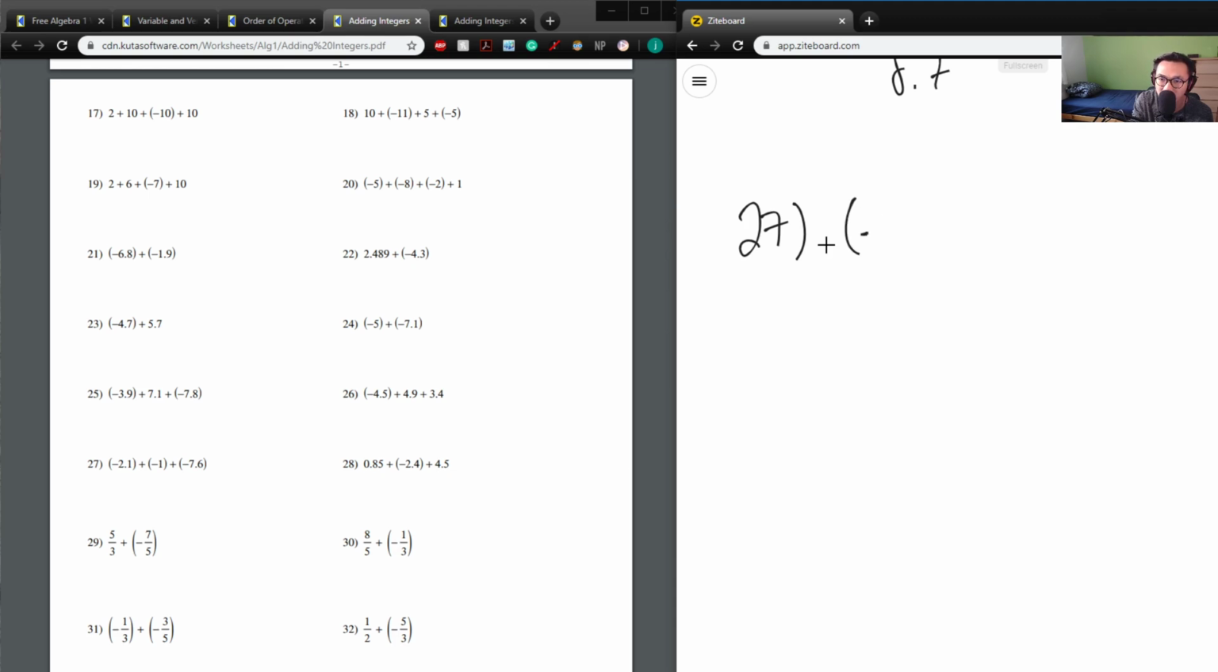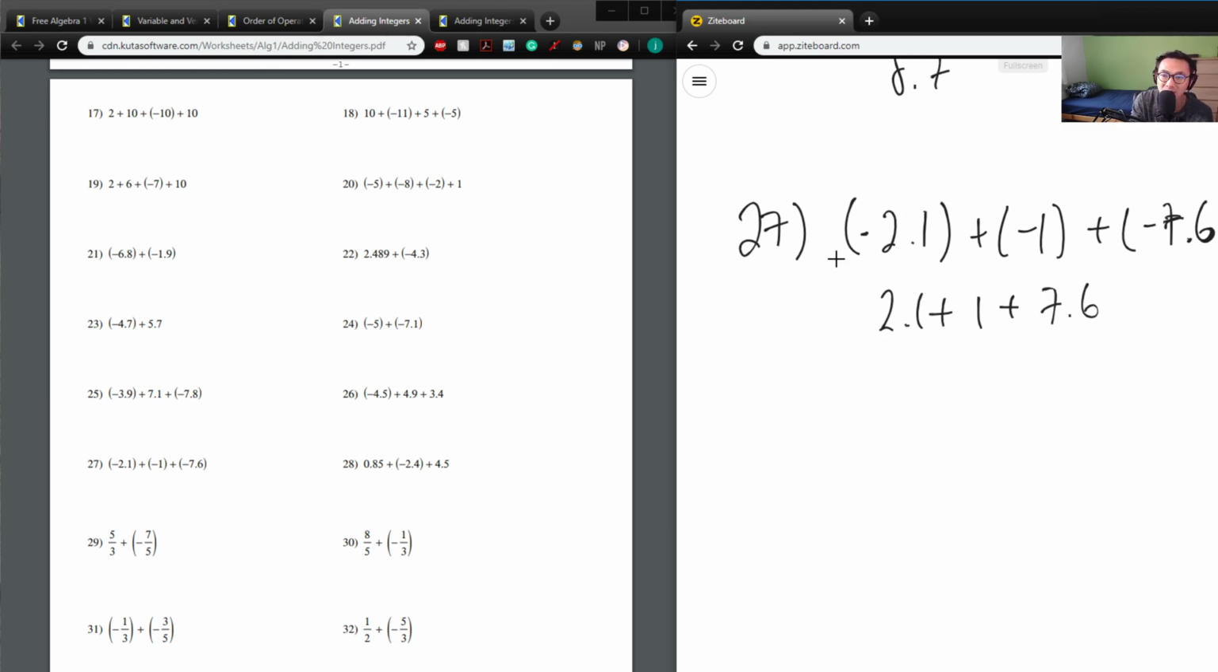So this is 27. We have -2.1 plus -1 plus -7.6. So what we have here is, again, I'm adding, these are all negative numbers, so I can add them like they were positive numbers. So I can simply do 2.1 plus 1 plus 7.6. This is easy now, right? 2.1 plus 1 is 3.1. Plus 7.6 here. 0.1 plus 6 is 7. 3 plus 7 here is 10. So we have 10.7. However, remember, we are working with negative numbers, so we have to put the negative in front. So -10.7 is our answer here.